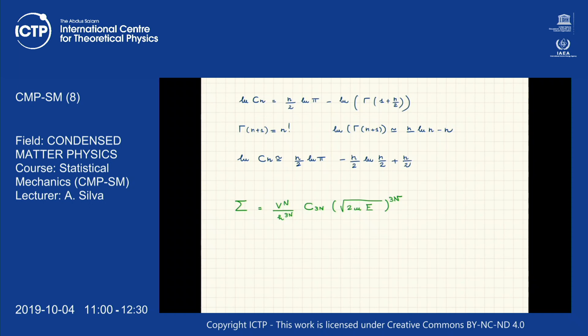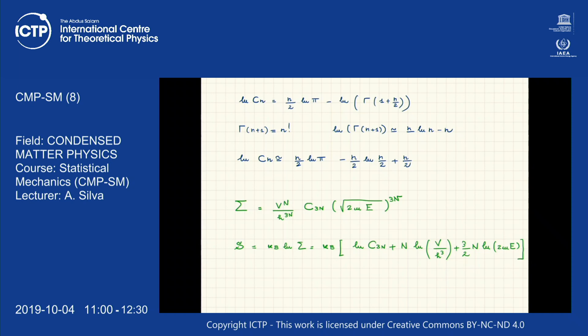And now what I do is I compute the entropy S, which is the log of this, K Boltzmann log of this. So I'm going to get K Boltzmann log of sigma. I'm going to get K Boltzmann times the log of C3n plus n log of V over h cubed plus 3 over 2 n log of 2m times e. Okay? So this is my entropy.